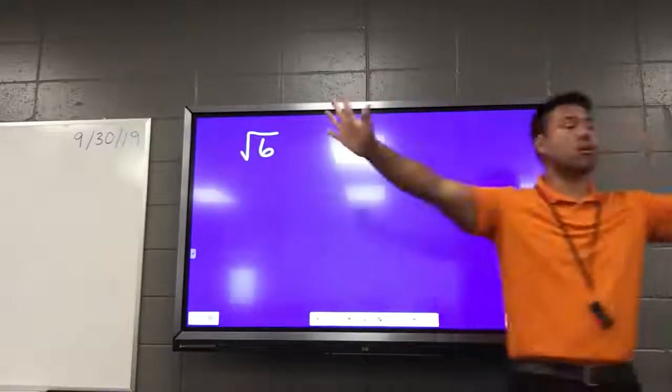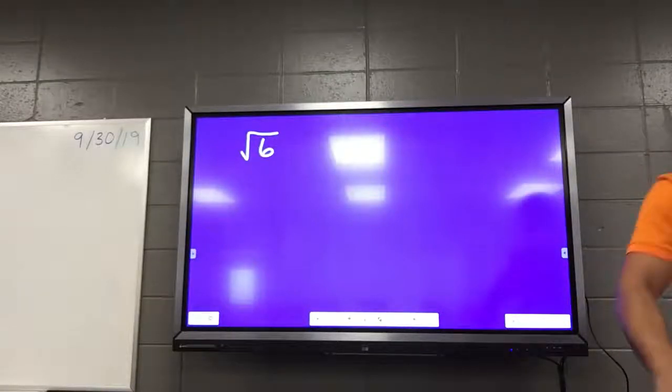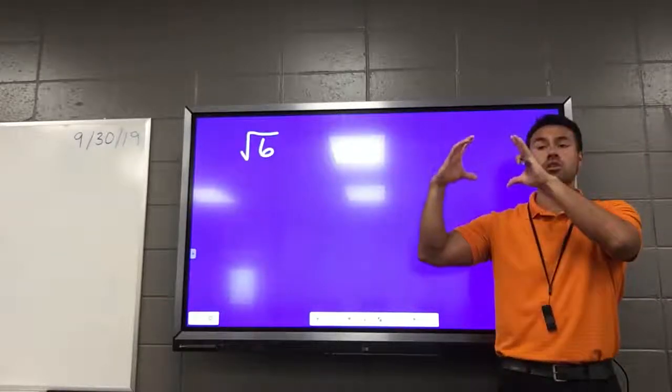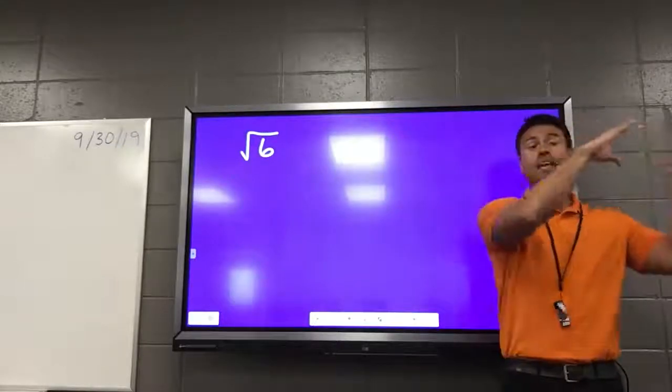All right, here's how I go through the homework. Is the square root of 6 a natural number? No, it's not a natural number. It's not a counting number. Is it a whole number? No. Is it an integer? No. Is it rational? Could you write it as a fraction of integers? No. Is it irrational? Yes.